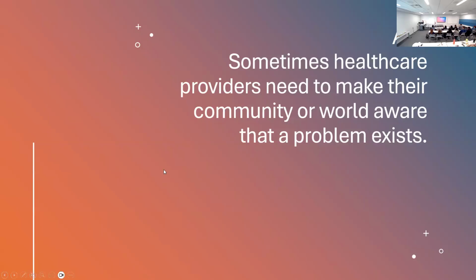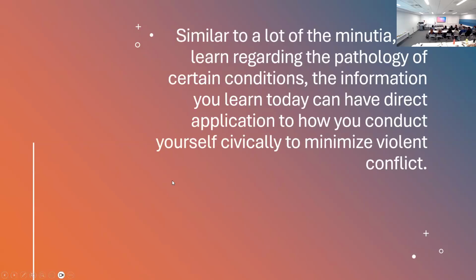So why am I saying that in the context of conflict-related trauma? You'll see that as we go through this. We're going to go through the etiology of this, and similar to a lot of the minutiae you learn regarding the pathology of certain conditions, the information you learn today can have direct application to how you conduct yourself civically to minimize violence or conflict. You can take this and apply this civically. Whether you like it or not, if you get into any type of medicine that treats trauma, people are going to look for you as a leader in that field, to take the lead in terms of things to minimize trauma. It's just a position you're going to find yourself in.